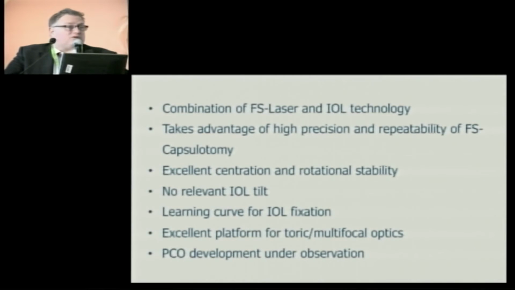However, PCO development is something we should not worry about, but we should keep it under observation. We will see how this performs. This is a 3-year study, so we will see how this will end up.